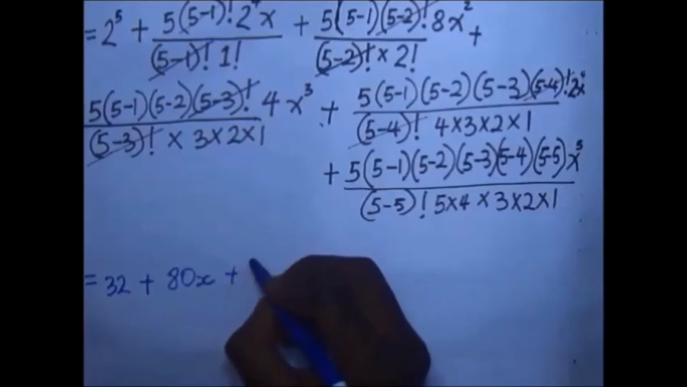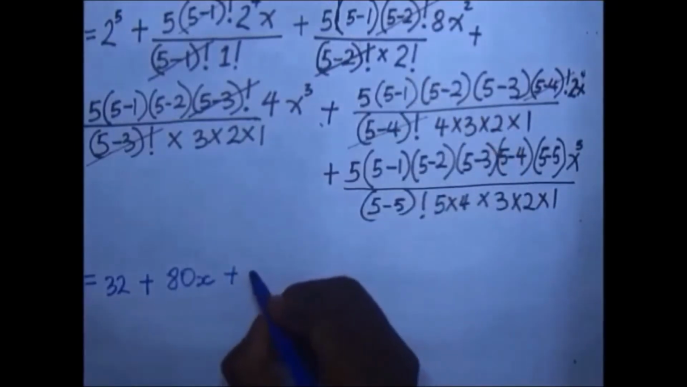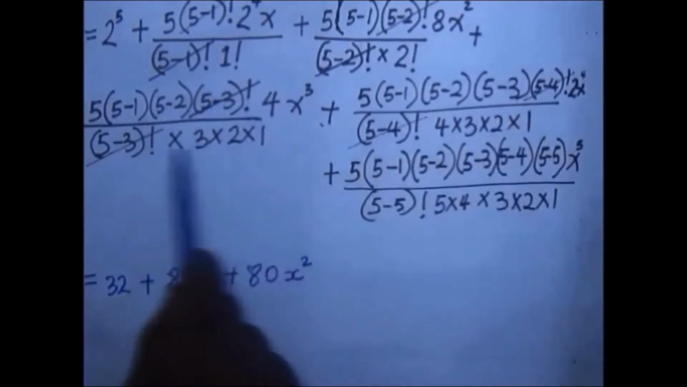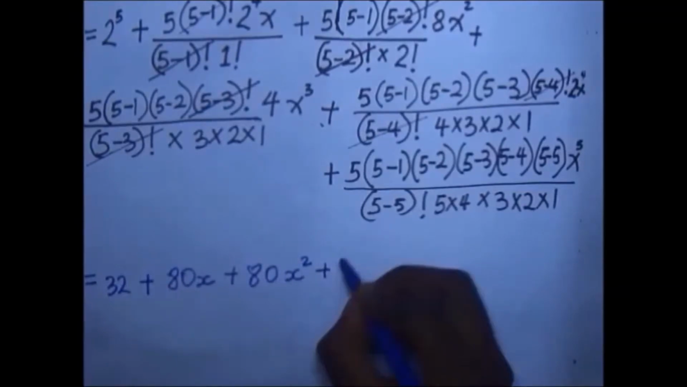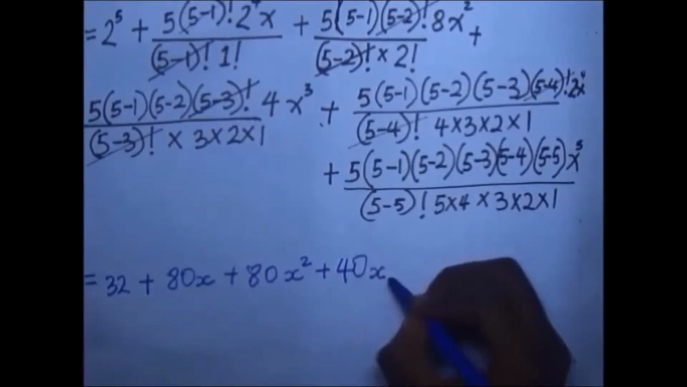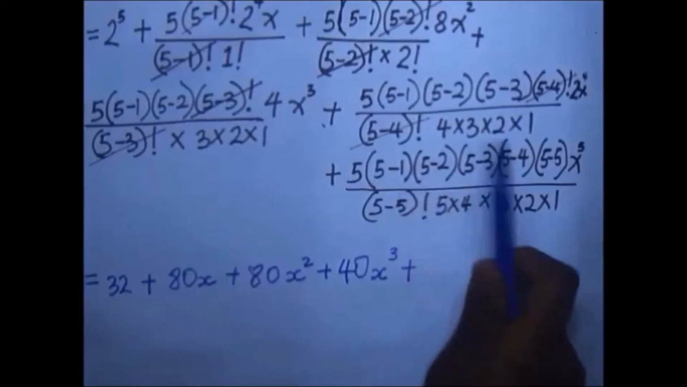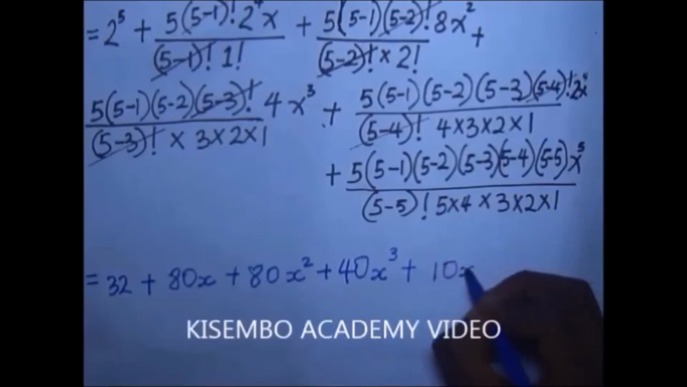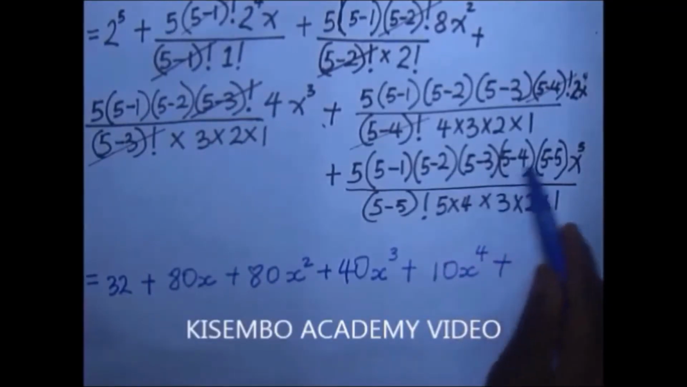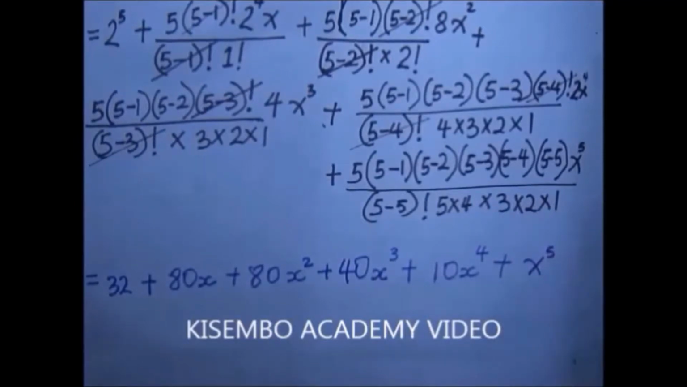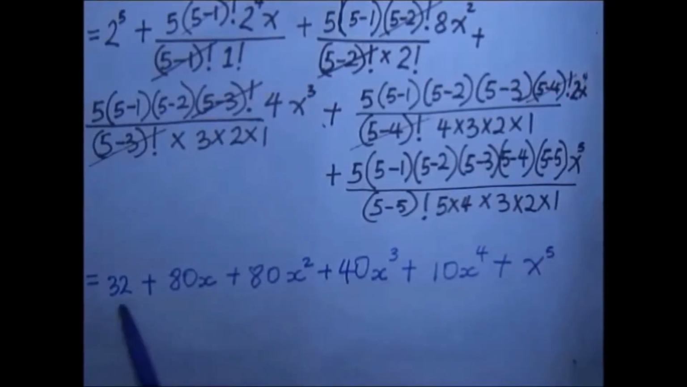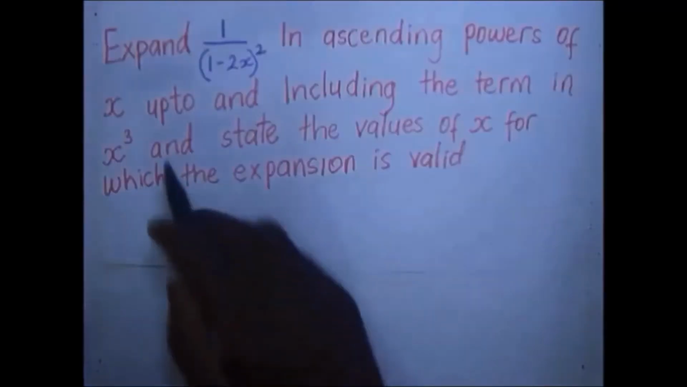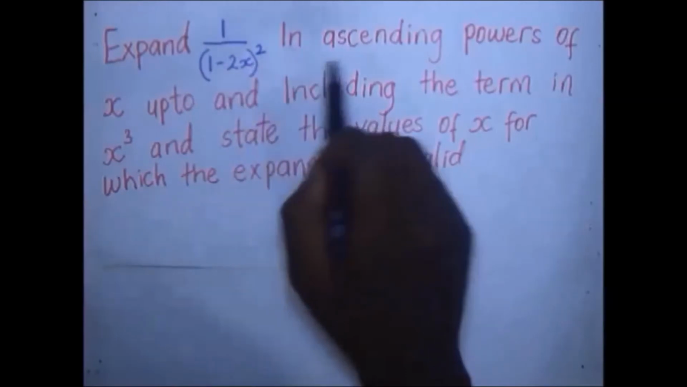That's going to become plus this, which is going to become 80x squared, plus this, that is going to become plus 40x cubed, plus this, that is going to give us 10x to the power 4, plus this x to the power 5. So this becomes our expression for our expansion for x plus 5 and 1 over 1 minus 2x in bracket squared in ascending powers of x.